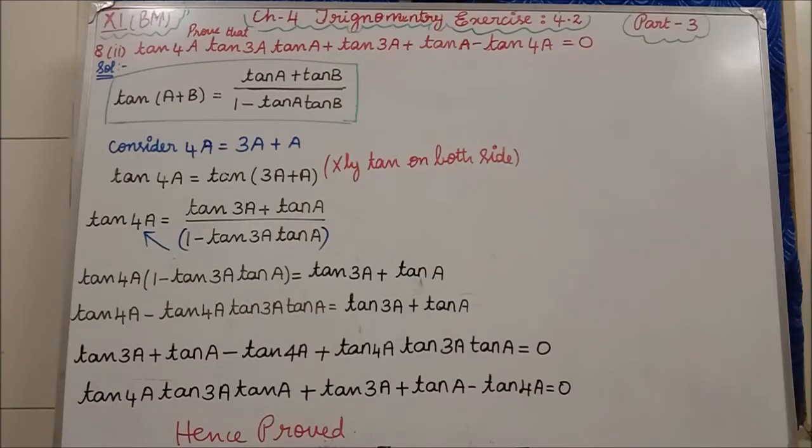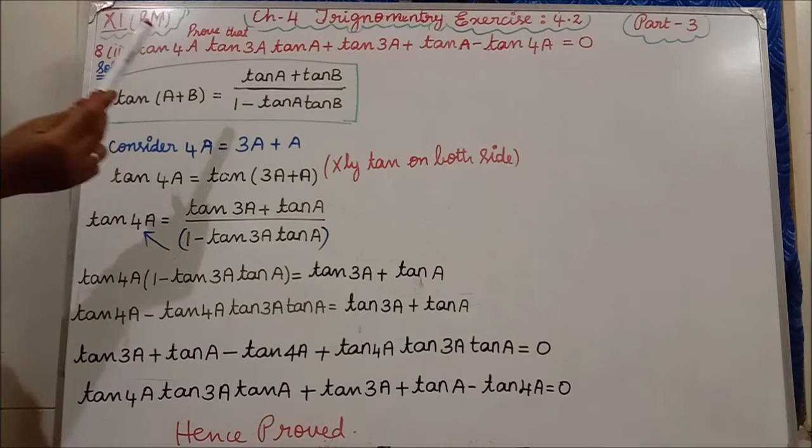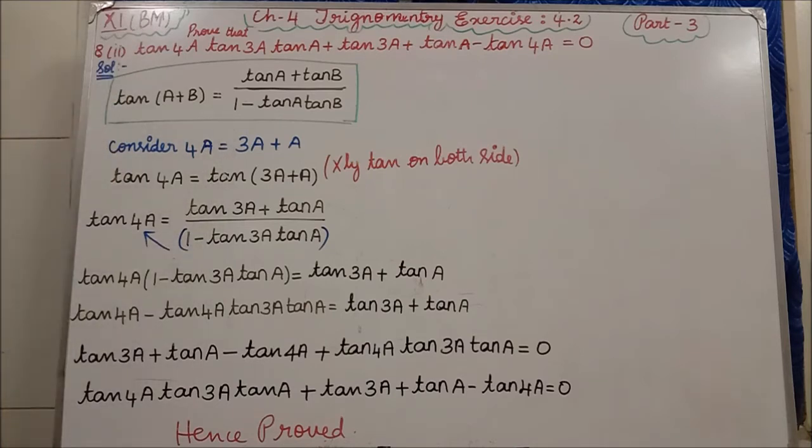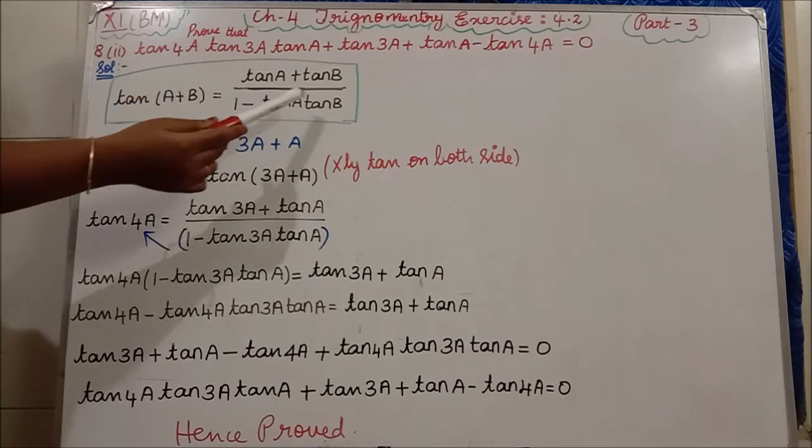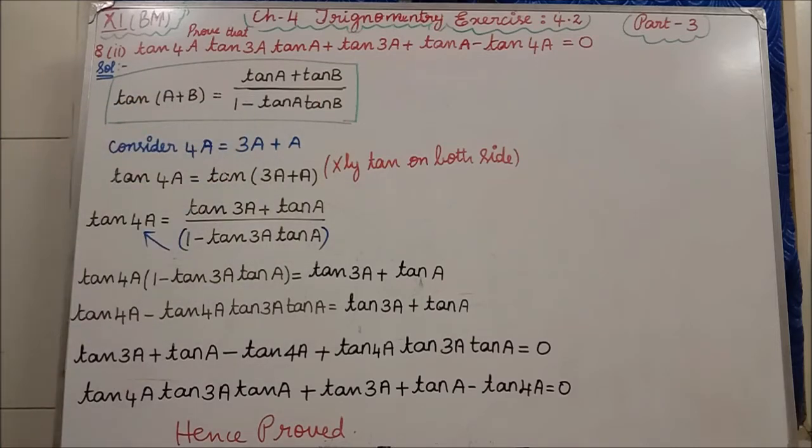Students, 8th question, second subdivision. Prove that tan 4a into tan 3a into tan a plus tan 3a plus tan a minus tan 4a is equal to 0; we have to prove. Everywhere we are talking about tan, so I am using the tan a plus b formula. What is the tan a plus b formula? Tan a plus tan b divided by 1 minus tan a into tan b.